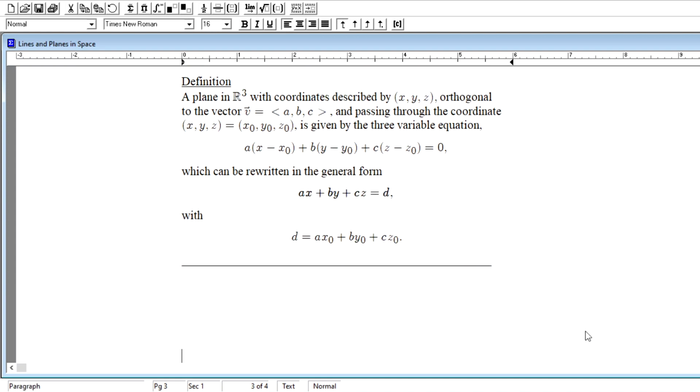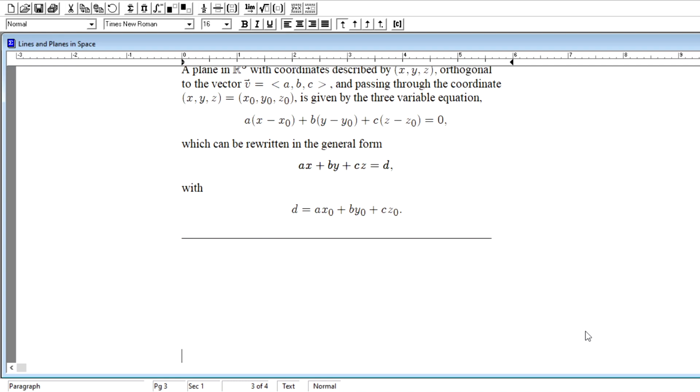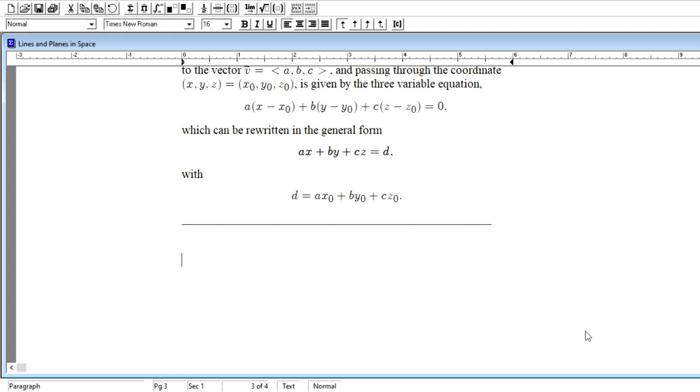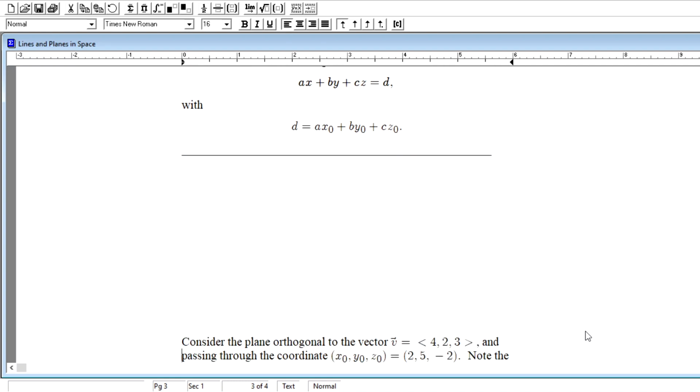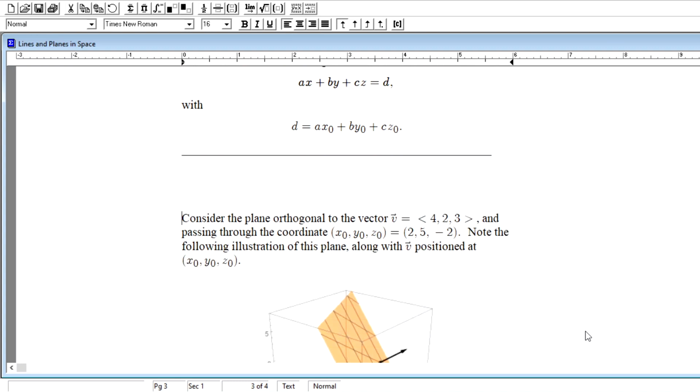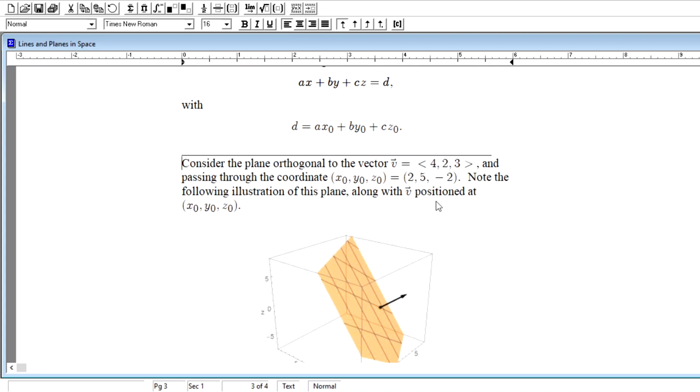If we were to consider an example, we might consider the plane orthogonal to the vector v bar equal to 4, 2, 3, and passing through the coordinate x null, y null, z null equal to 2, 5, negative 2.